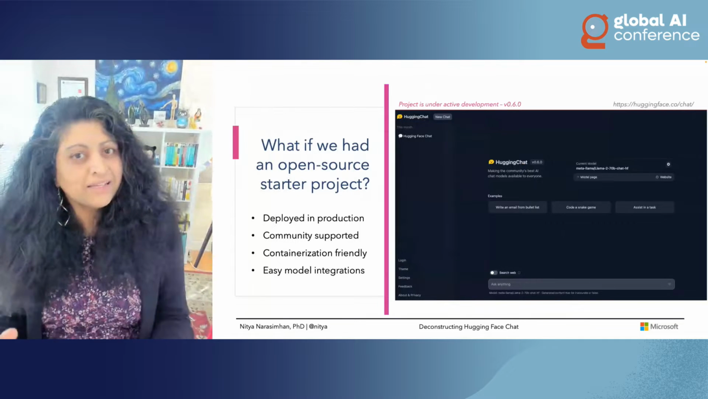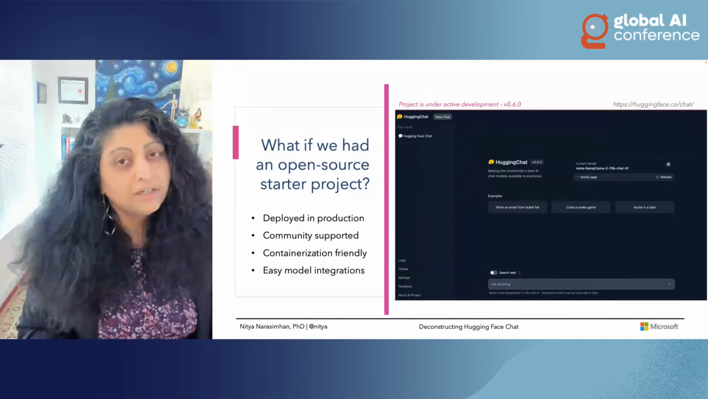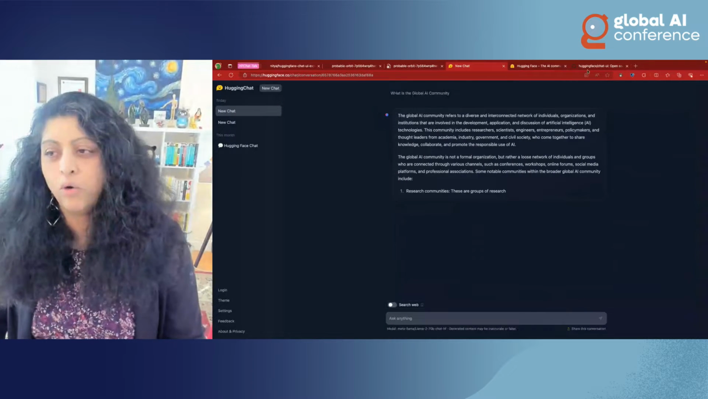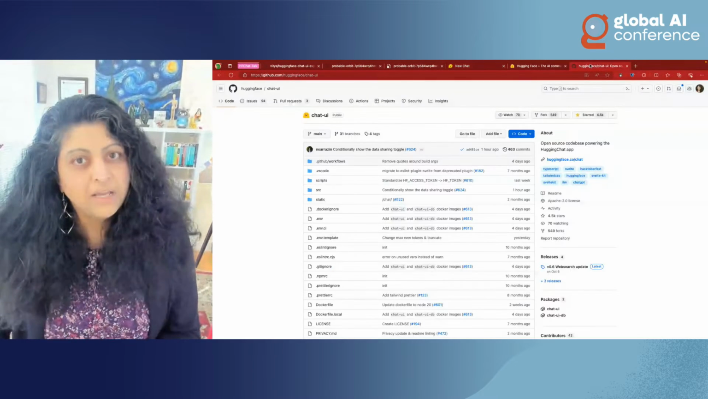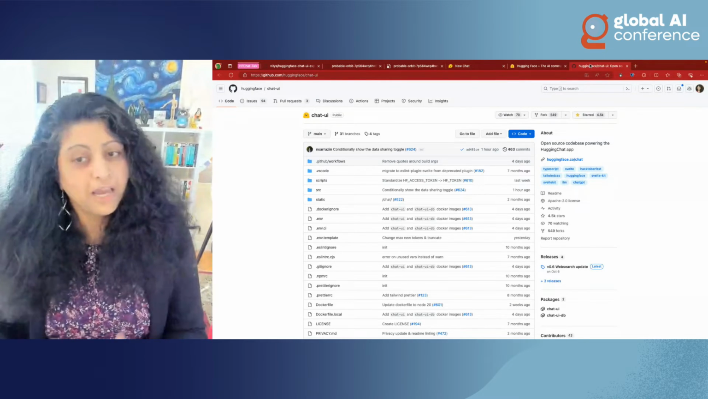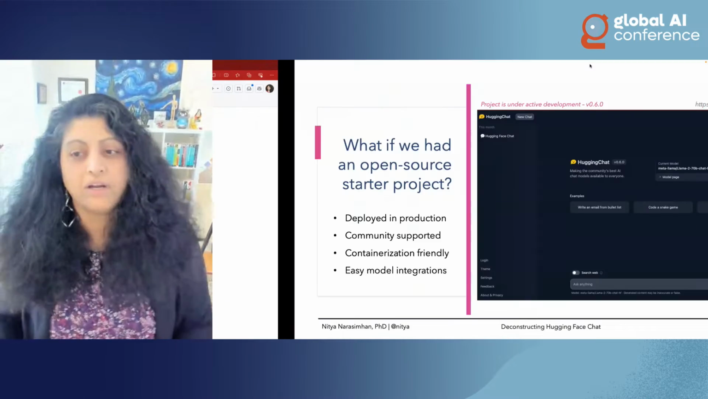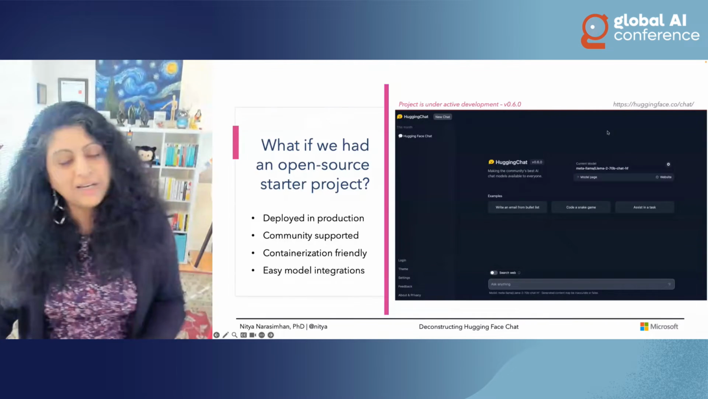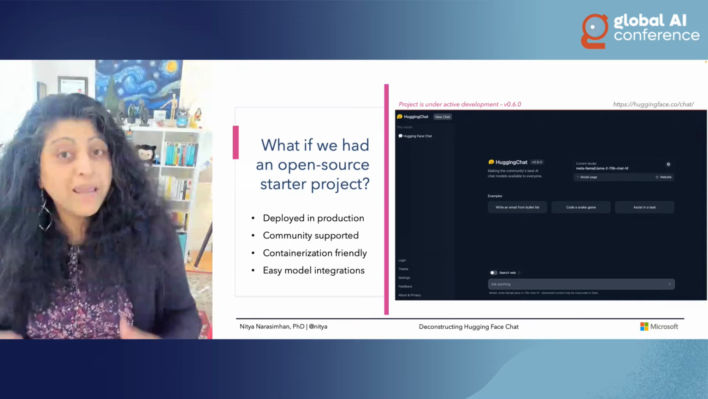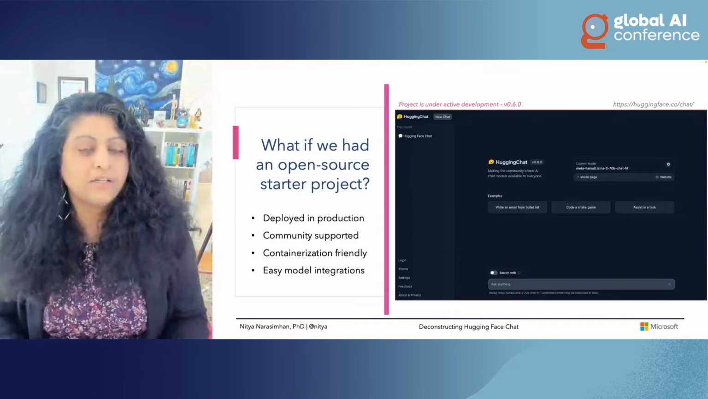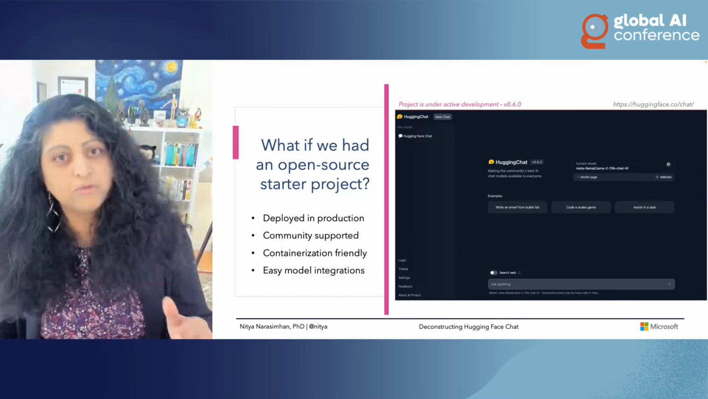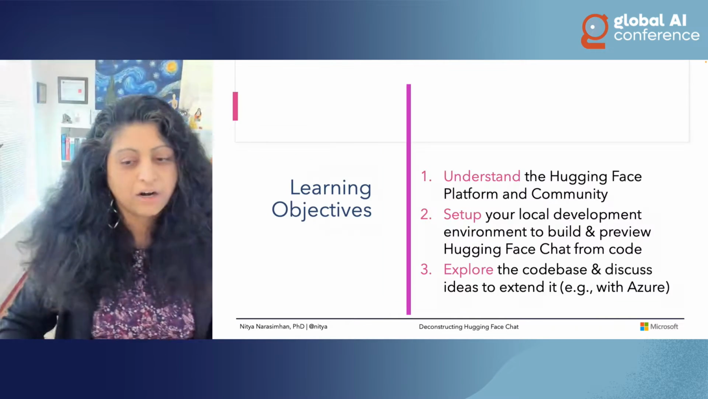This is the default experience in production, but it's also community supported because it's backed by an open source repo. This repo is something you can explore and contribute to, and you can see there's a lot of active work going on in it right now. Last but not least, it's containerization friendly, and this is what we're going to focus on today. That makes it easy to deploy this to different environments. And because this is Hugging Face, it comes with a lot of seamless model integrations out of the box.